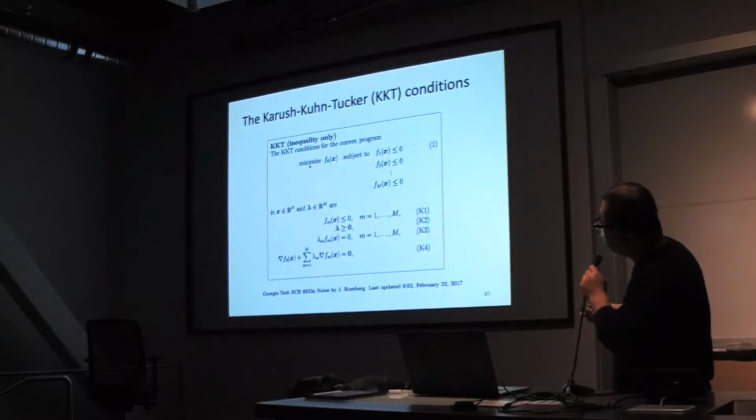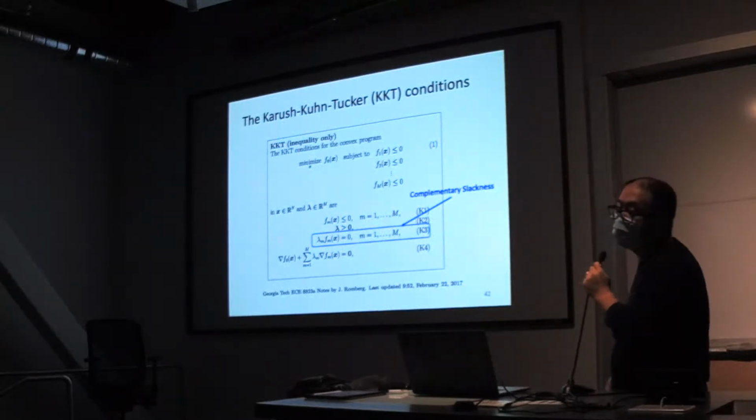So among those test conditions, one type of very important and useful condition is called complementary slackness, meaning that for every Lagrange multiplier lambda m and the corresponding constraint function, we require their product to be 0. This will be very useful. We're going to discuss it in a moment.